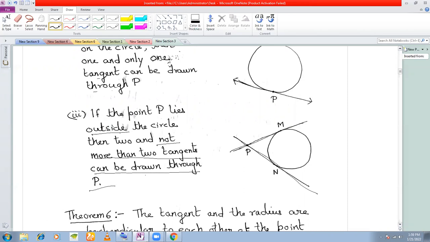Okay, so what have we discussed? If the point P lies inside the circle, no tangents can be drawn through a point P that lies in the interior of the circle. If the point P lies on the circle, then only one tangent can be drawn. Okay. And if the point P lies in the exterior of the circle, at most two tangents can be drawn, not more than two tangents. Right? So this is what you must know.